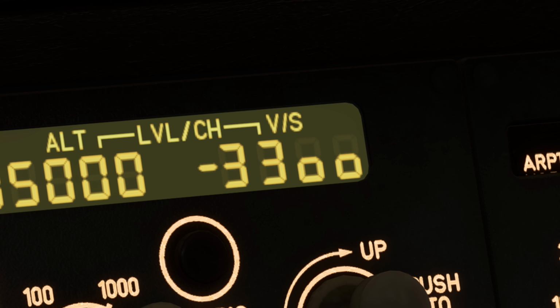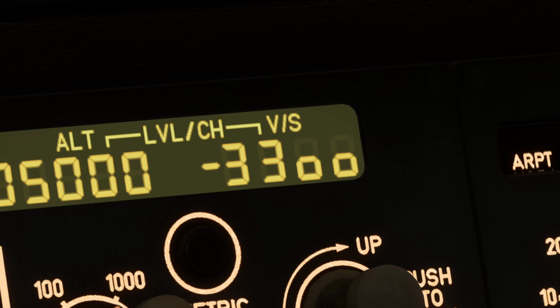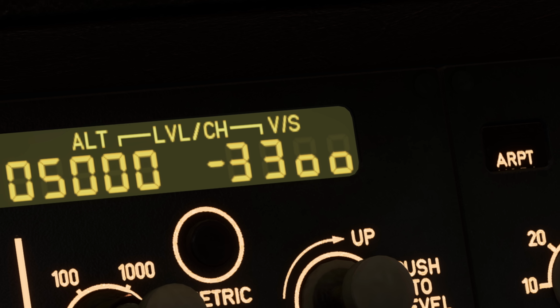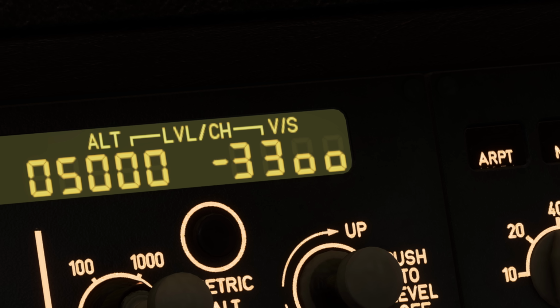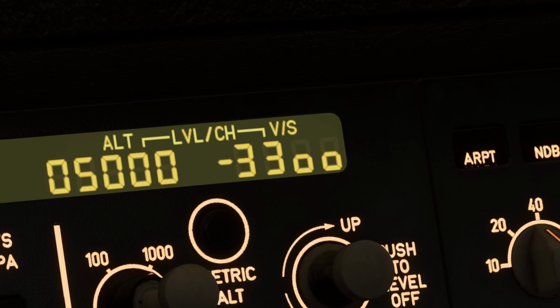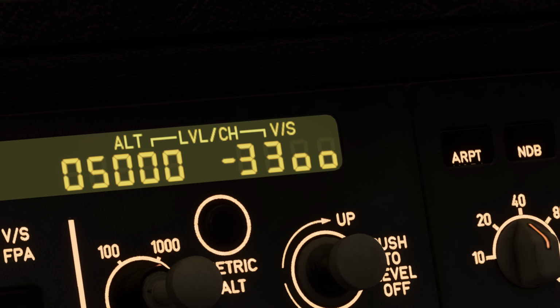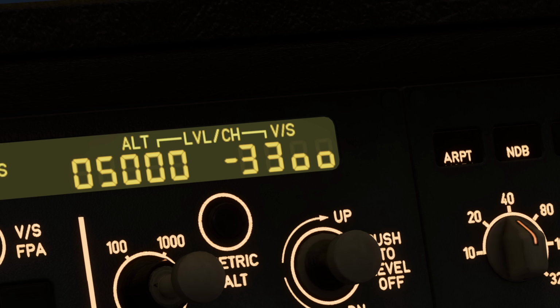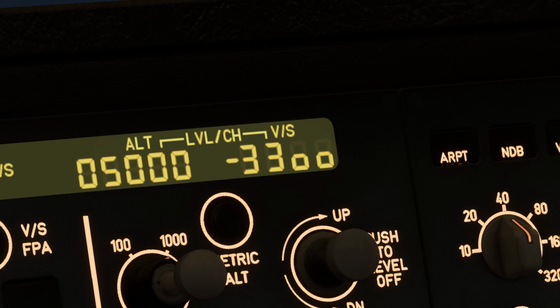They selected negative 3.3, thinking that meant 3.3 degrees down, when in reality they had just selected a descent rate of 3,300 feet per minute, which is far greater than any normal descent rate. With the autopilot engaged, the plane sought to execute this instruction, and the plane's nose drops, and within about 1 minute, the plane's wreckage would be laying on the mountainside of Monsanto Deal.